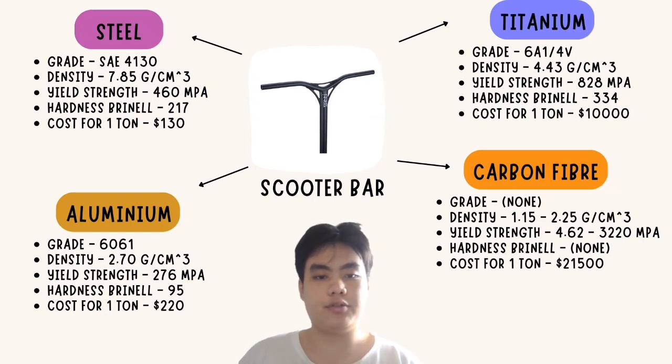Next is Aluminium 6061. Lightweight with a density of 2.7 gram per centimeter cube, a yield strength of 276 megapascal, and a Brinell hardness of 95. However, it comes at a higher cost of $220 per ton.